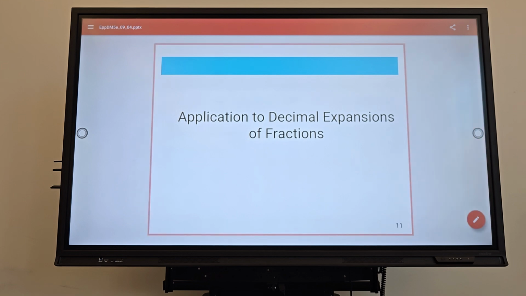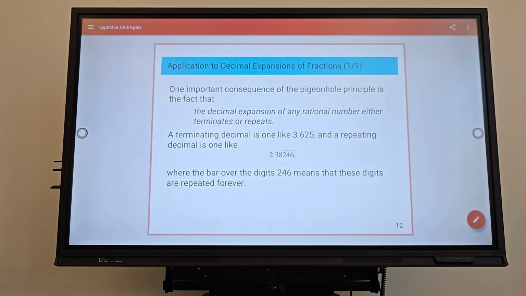So, application to the decimal expansion of fractions. One important consequence of the pigeonhole principle is the fact that the decimal expansion of any rational number either terminates or repeats. A terminating decimal is one like 3.625, and a repeating decimal is one like 2.38246 with a bar over the 246, which means that those digits are repeated forever.